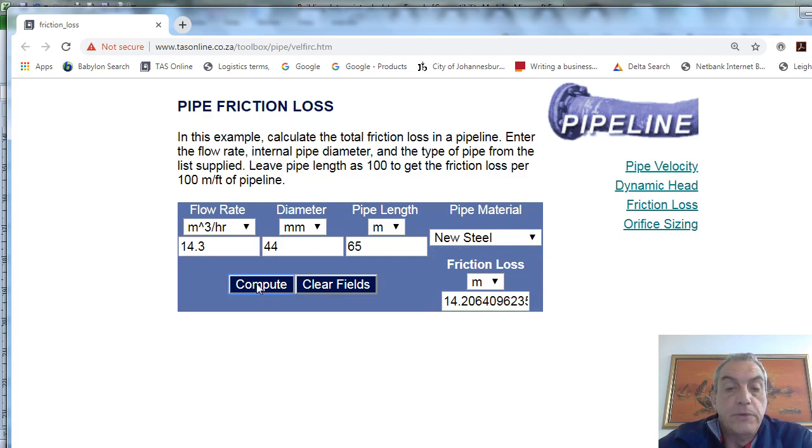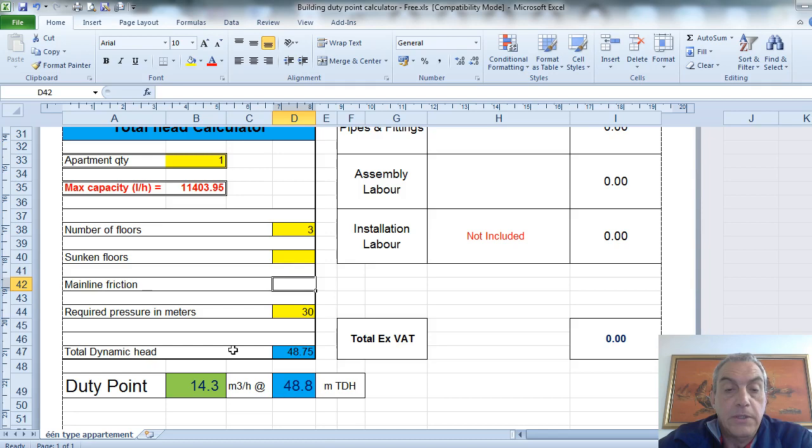So if we push compute there, it would tell you 14 cubes an hour through an internal diameter pipe of 44 millimeters over a length of 65 meters through new steel grade material would generate a total friction loss of 14.2 meters. So that's the number we're going to put in there, 14.26 meters. All right, and voila, there's your entire duty point at peak. All right, this is peak demand. Your pressure requirement on your pump selection would have to be 67 meters, and your flow rate would have to be 14 cubic meters an hour.